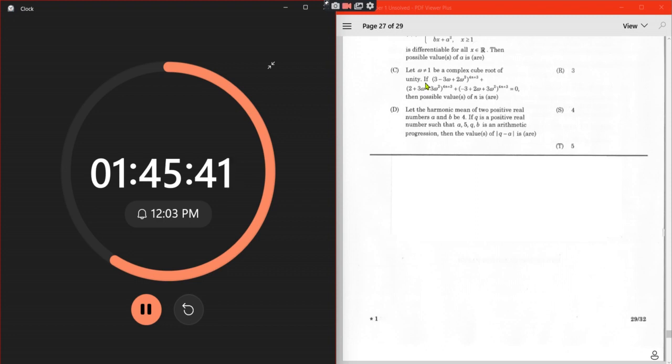C. Let omega not equal to 1 be a complex root of unity. If this thing equals 0, then possible values of n are 3 minus 3 omega plus 2 omega square. So 3 minus 3 omega, it's like 1 minus omega. First of all, 2 omega square plus 2 is just equal to negative 2 omega. This is like 1 minus 5 omega.